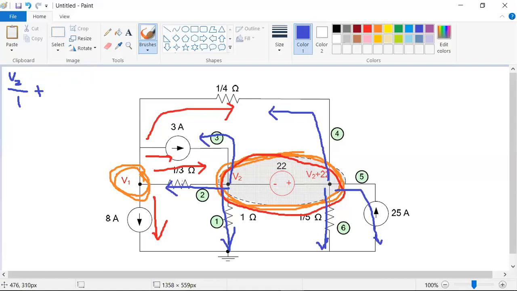Please observe this blue line, V2 minus V1 by 1 by 3. Next, what about this current direction? It is exactly opposite to this direction, and then it will come under the category of minus 3 amps, right? Next, I am done with this part. These three blue lines done. I am done with this 3.